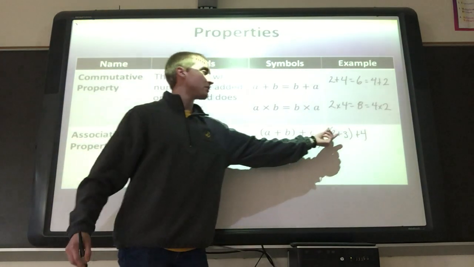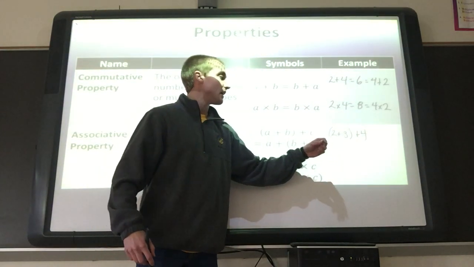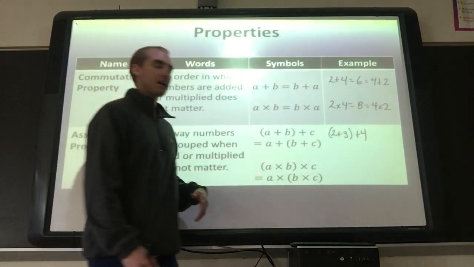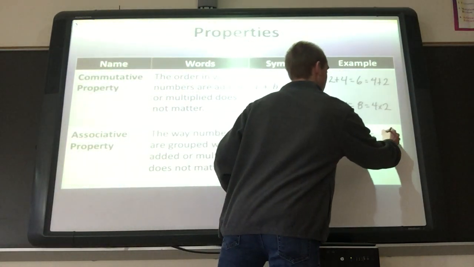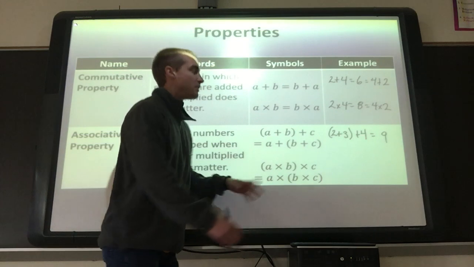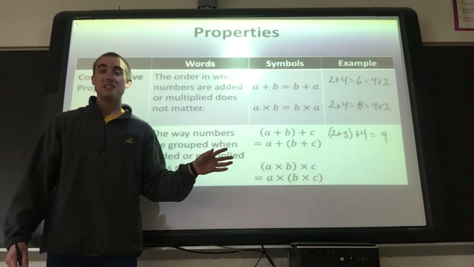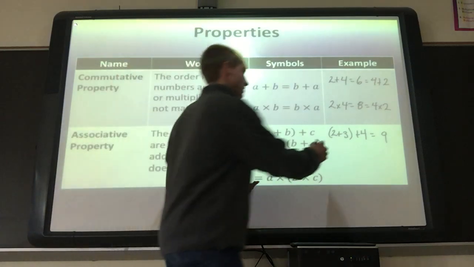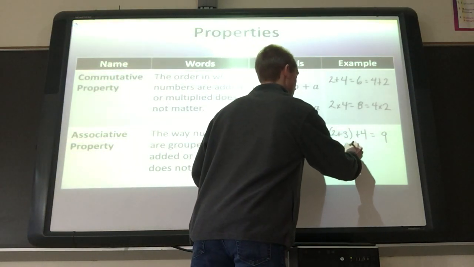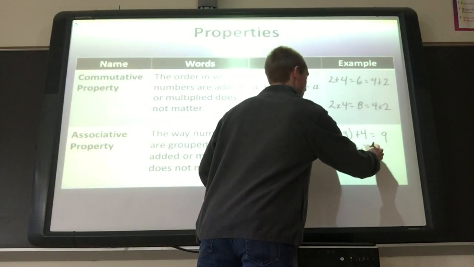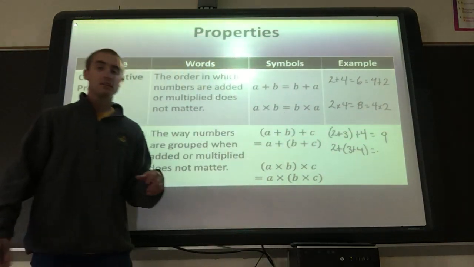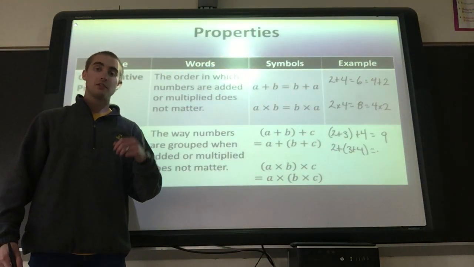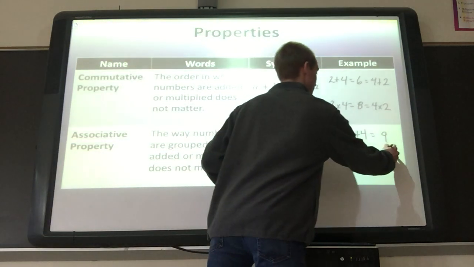An example of that would be if we had parentheses 2 plus 3, plus 4. We would do 2 plus 3 first, which is 5, and then 5 plus 4 gets us 9. And if we then switched up the parentheses and put the 3 and the 4 in parentheses, it's still not going to change anything. So 2 plus parentheses 3 plus 4: 3 plus 4 gives us 7, and 7 plus 2 would then give us 9.